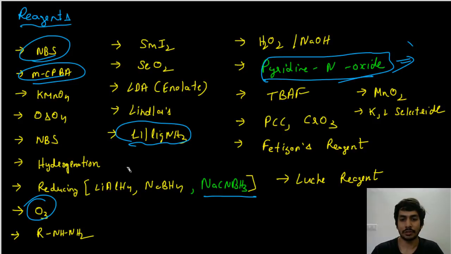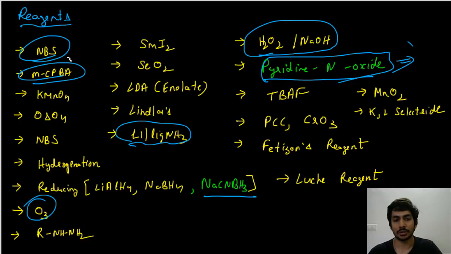Whereas if I talk about hydrogen peroxide, I might have mentioned it, H2O2 NaOH, this also leads to epoxidation. MCPBA also leads to epoxidation, but MCPBA acts on electron rich alkenes, and hydrogen peroxide and sodium hydroxide act on electron deficient alkenes, right? So these are the concepts the examiners want to test. That's why they give you these reagents, because there is some kind of selectivity involved.